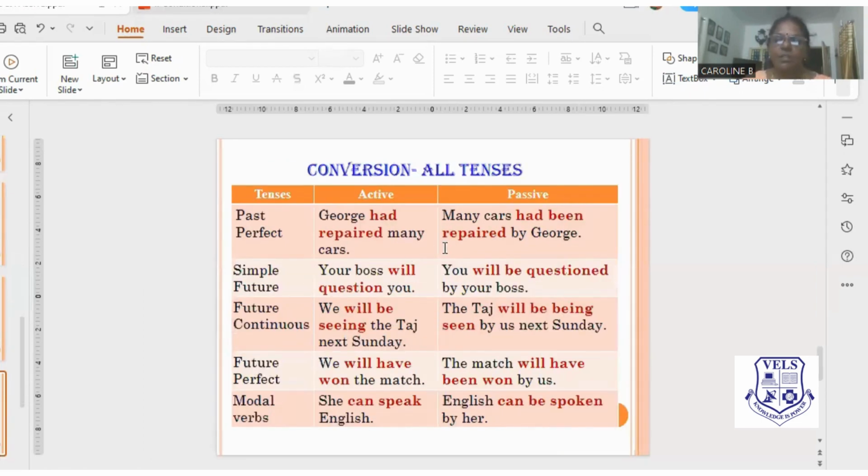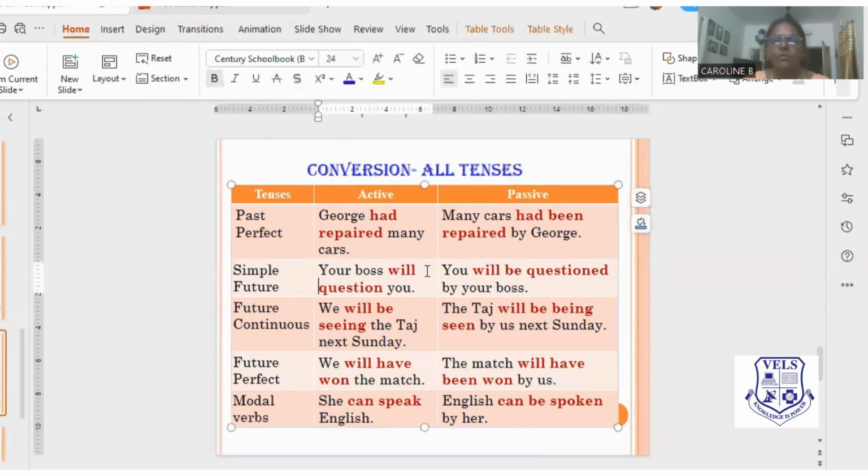Past perfect tense, George had repaired many cars. Many cars had been repaired by George. Here, whether the subject is singular or plural, we will use had.